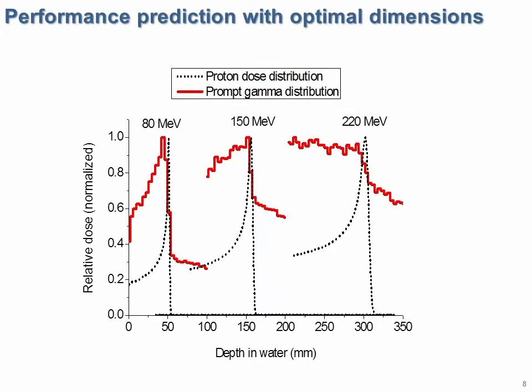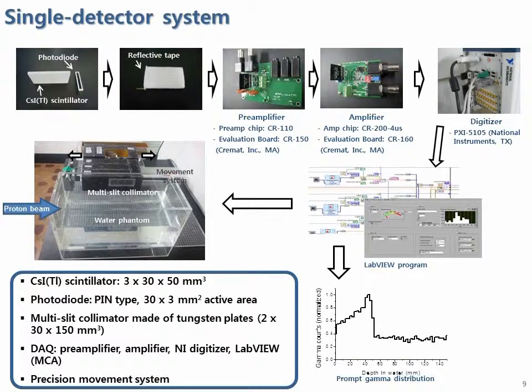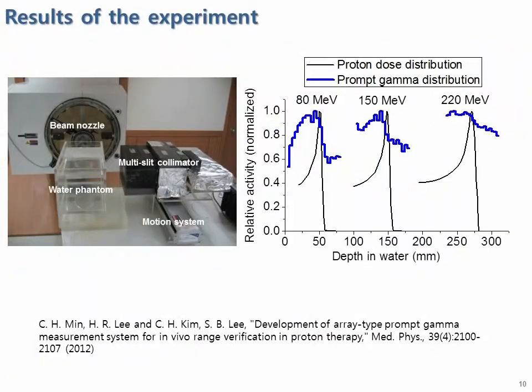Based on these results, we have constructed a real measurement system. Before we develop a full system with multiple detectors, first, we developed a small test system with a single detector. Using therapeutic proton beams, experiments were carried out, and it was confirmed that the beam range can be determined with our system. The results were published in Medical Physics Journal in 2012.